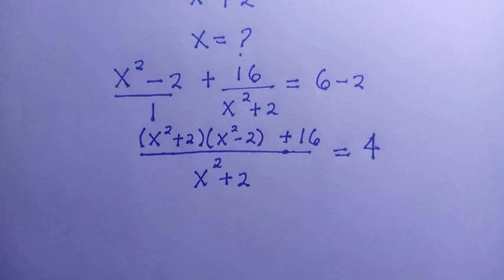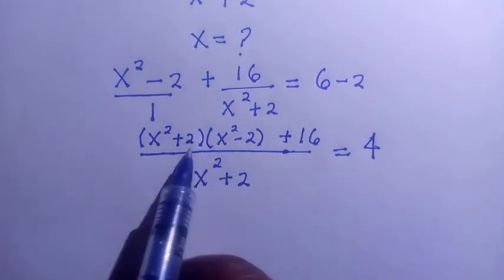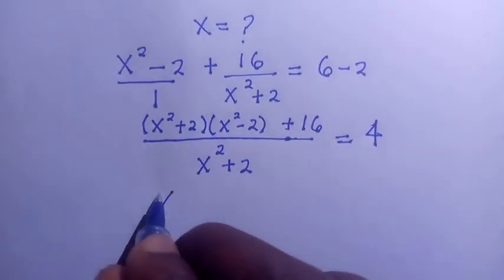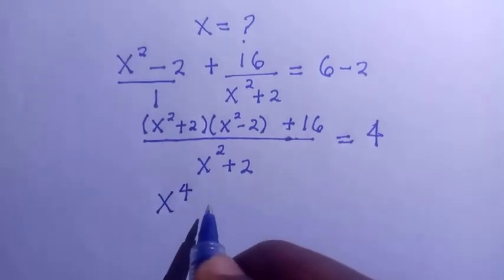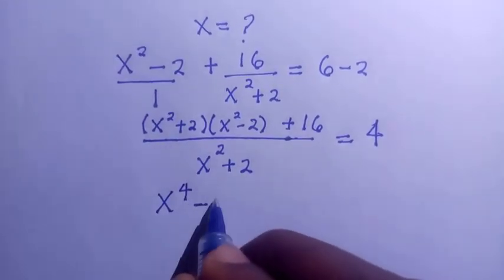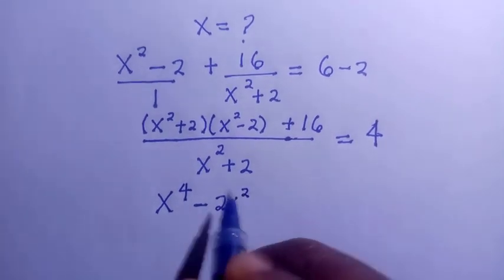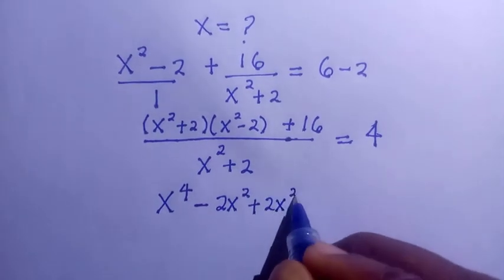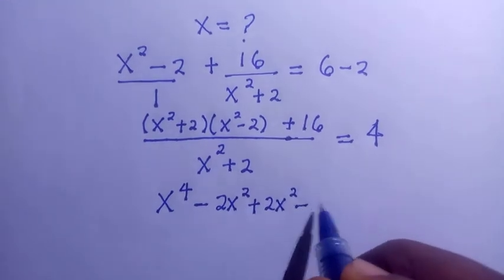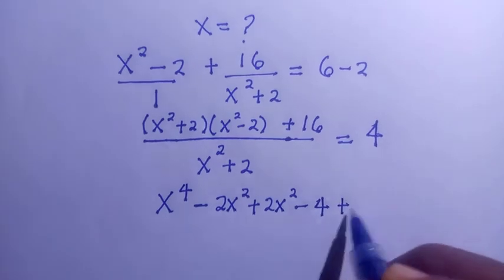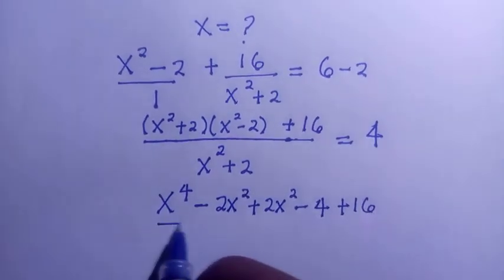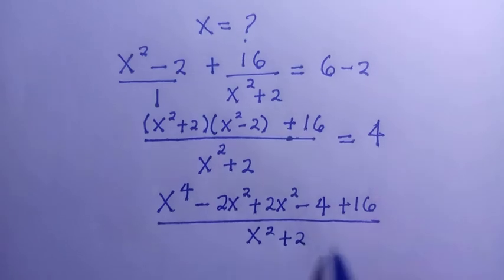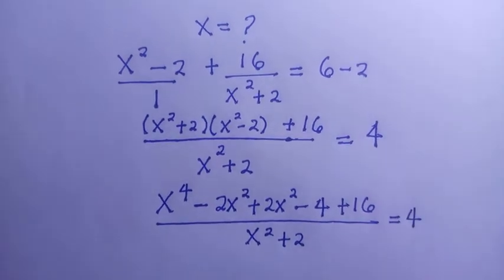So then by expanding x squared plus 2 with x squared minus 2, what we are going to get here is x to the power of 4 minus 2x squared. Then this multiplied by this, we have it as plus 2x squared. So 2 multiplied by minus 2, that is minus 4. So plus 16 divided by x squared plus 2 equals 4.